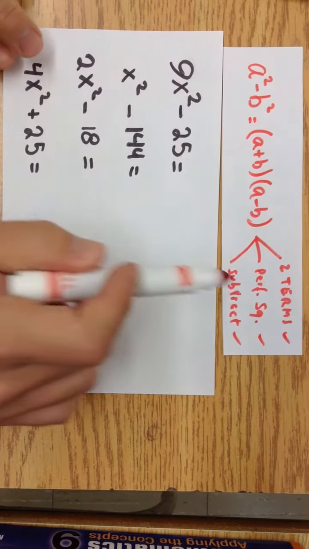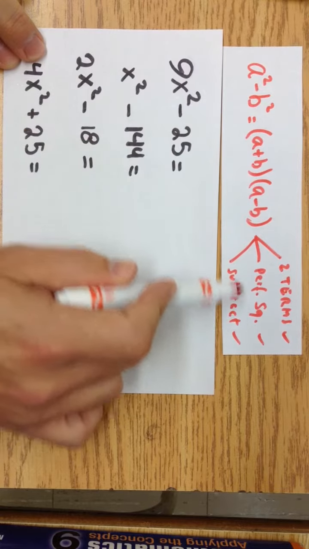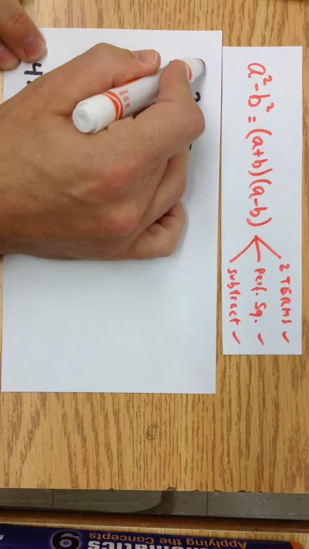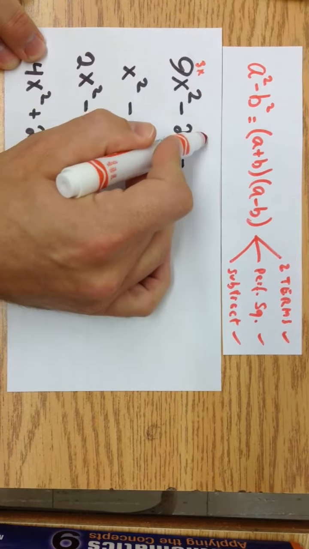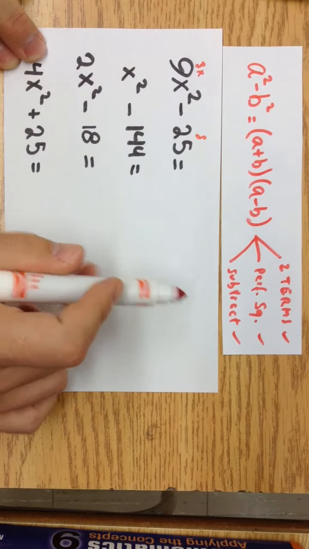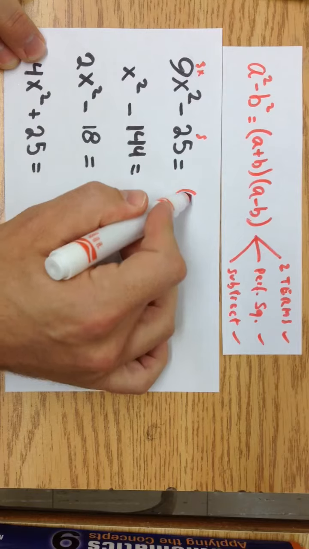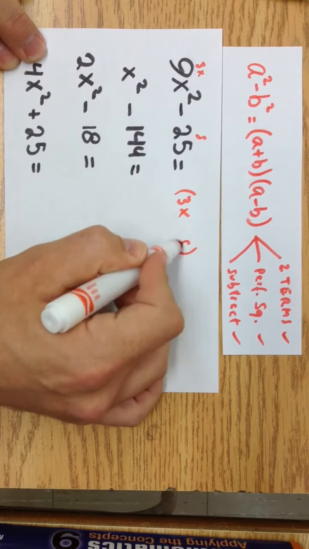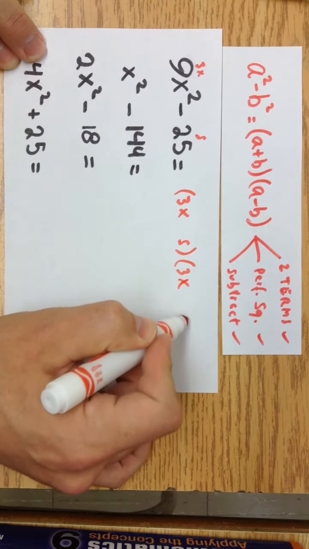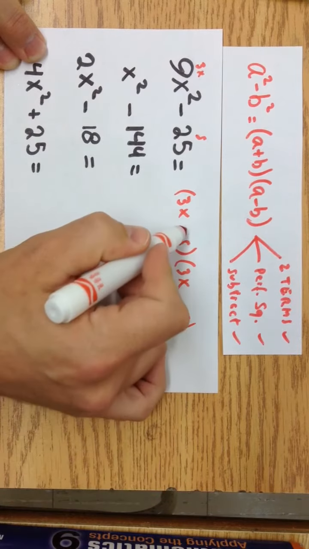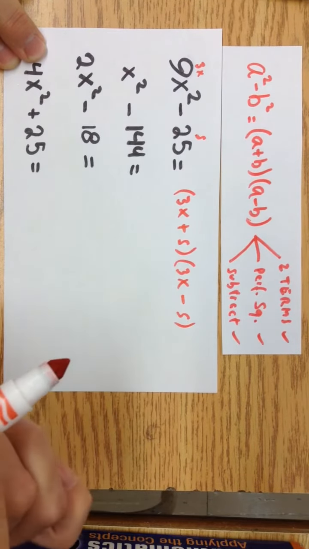The three questions are: are there two terms? Yes. Are they both perfect squares? Well, this would be 3x, and that would be 5. So yes. Are they subtracting? Yes, I'm done. All I need to know is that this is going to be 3x and 5, and I need to put a plus and a minus, and it doesn't matter which bracket you do it in.